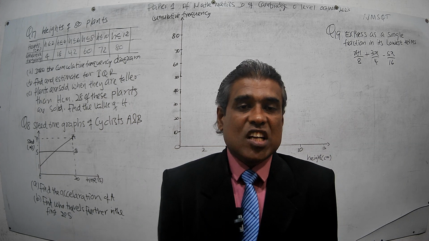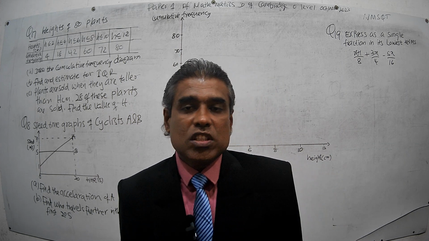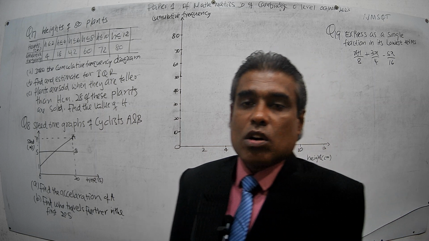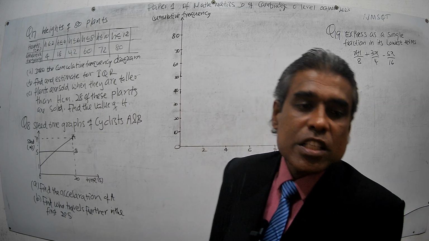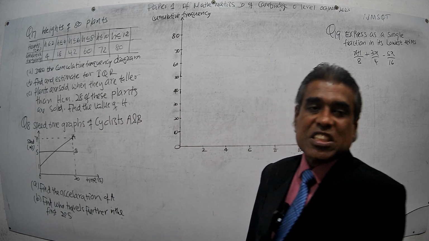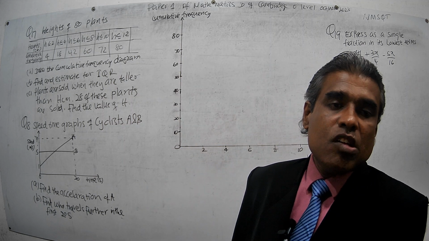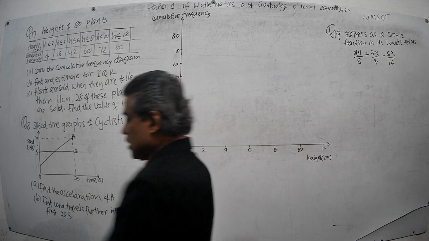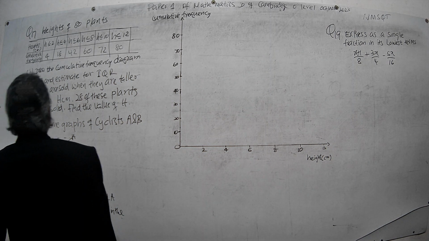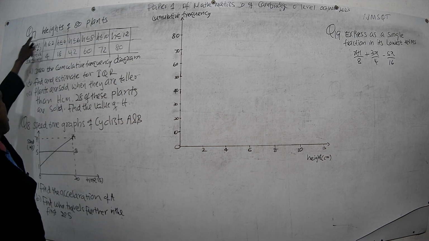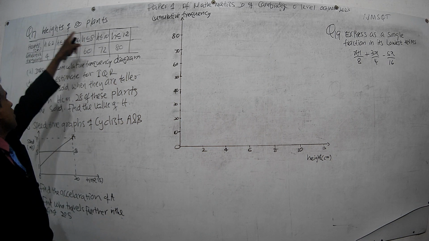Today we are going to discuss Paper 1 of Mathematics D of Cambridge O Level, October/November 2023. In this paper we have discussed question number 16. Today I am going to open the discussion from question number 17. Question number 17 gives some information about the heights of 80 plants.